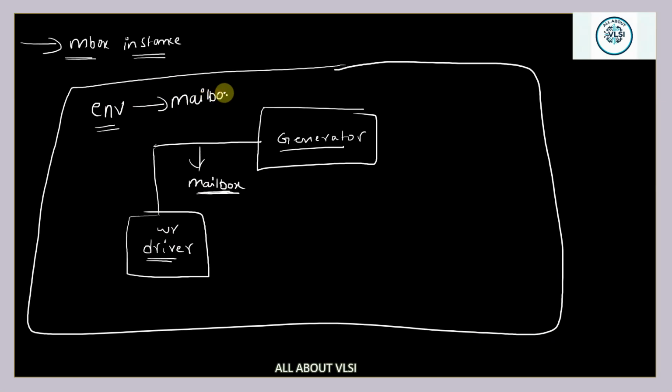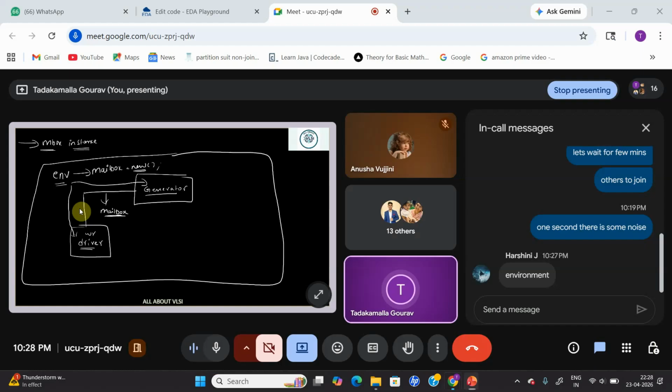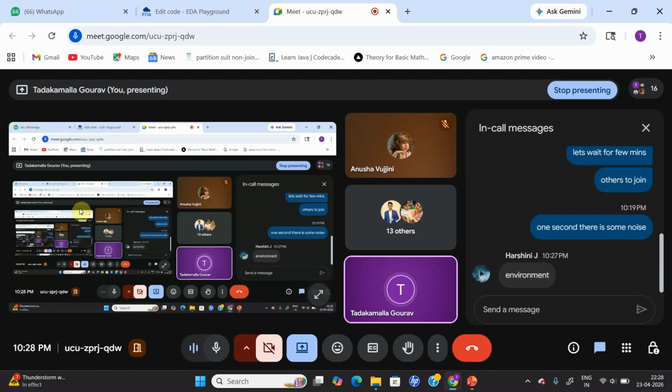So here in the environment, we are going to create the mailbox instance, and this mailbox instance will be given to your generator and to your write driver. If you remember when we were discussing the concept of mailbox, this is the same thing which I've told you. Okay, I'm going to create the mailbox instance in a top module, which is top to both the components, and then I'm going to pass it to my generator and write driver. Okay, is it clear, guys?